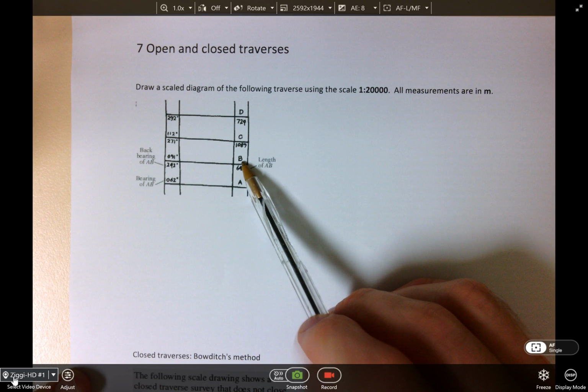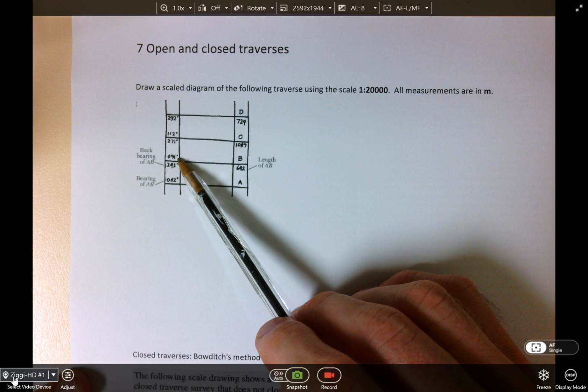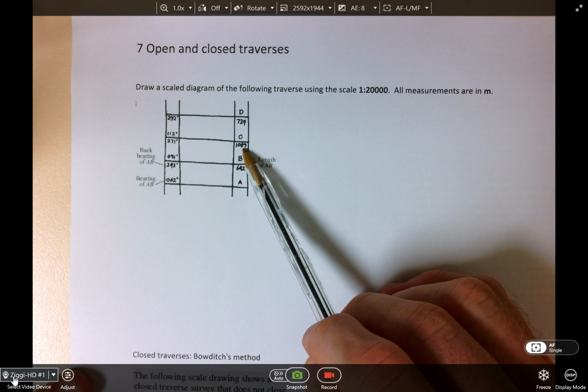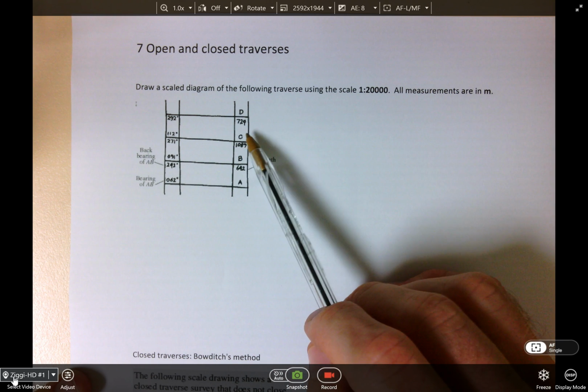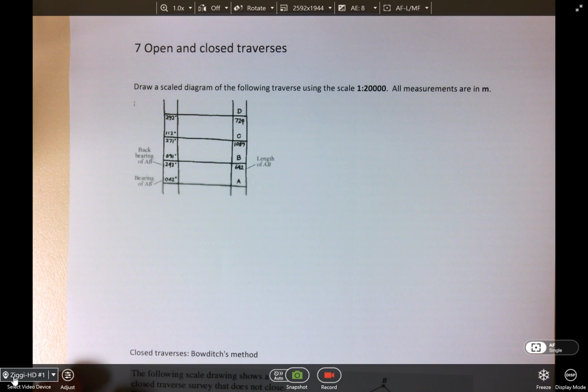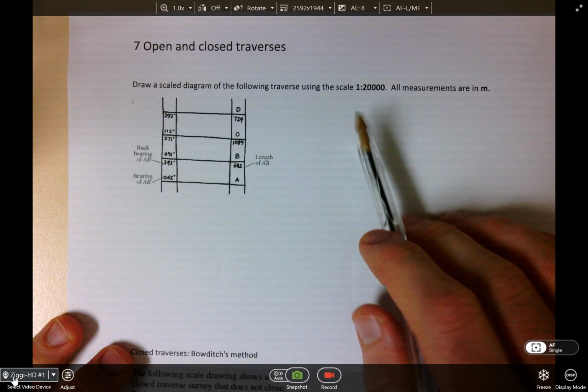From point B, 091 degrees for a distance of 1089 meters until they get to point C, and so on until they get to point D. We're going to draw a scale diagram of this according to this scale.